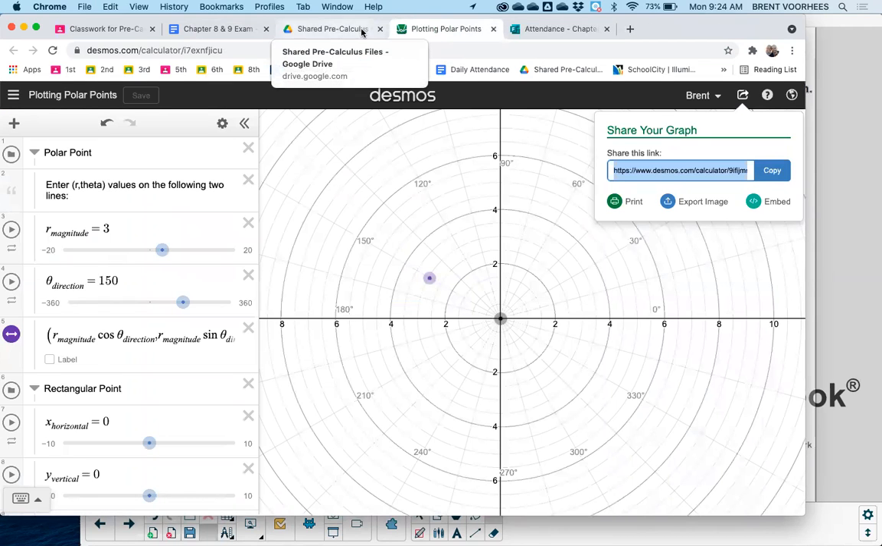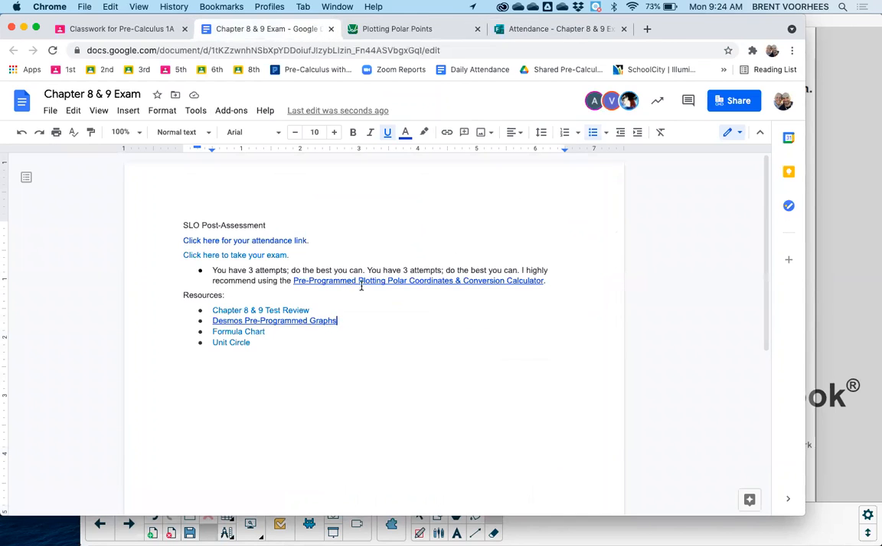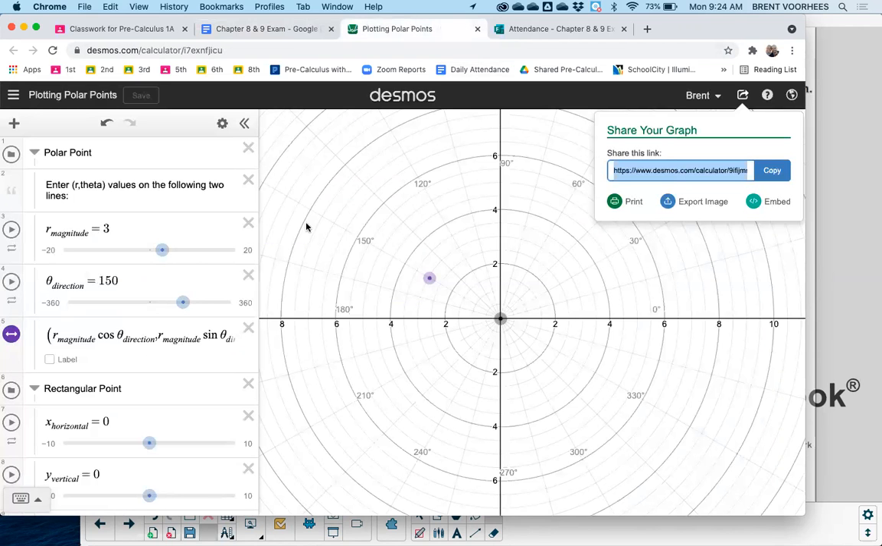Okay, so let me start over again here. If you open up your chapter 8 and 9, make sure you refresh this page if you already opened it, and I want you to click this pre-program plotting polar coordinates and conversion calculator. When you refresh it, you should see the same calculator as me.